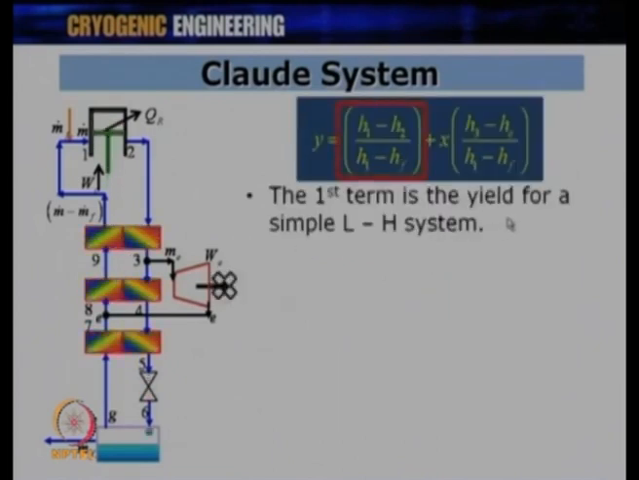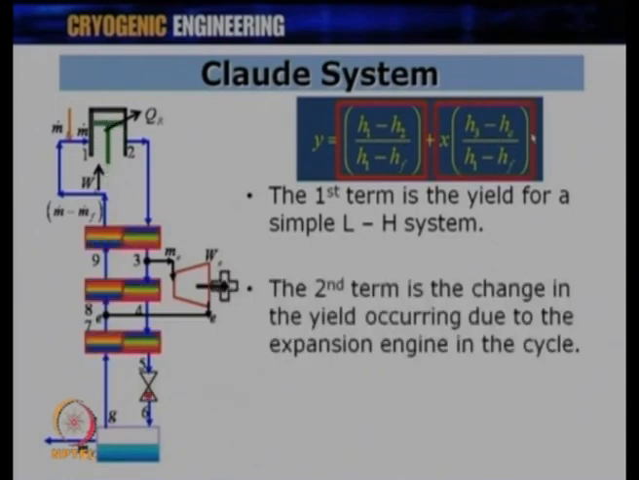So, the first term is the yield of a simple Linde-Hampson cycle, which we have seen depends only on points 1 and 2, the compression process 1 and 2. The second term, which is an addition to the simple Linde-Hampson cycle, comes because of the expansion engine over here. So, the second term is a change in the yield occurring due to the expansion engine in the cycle.